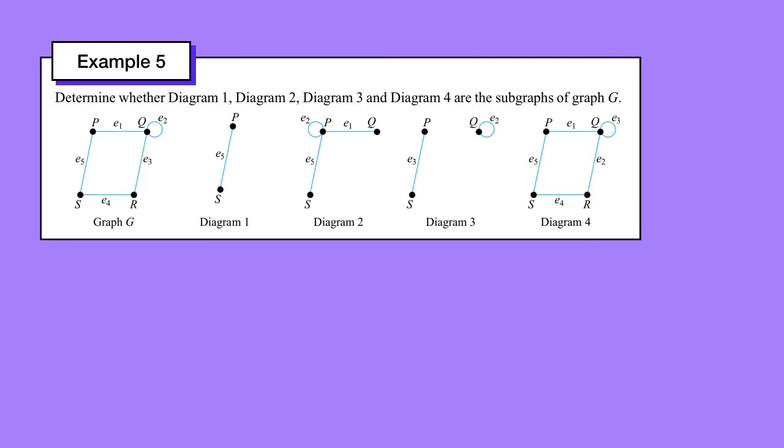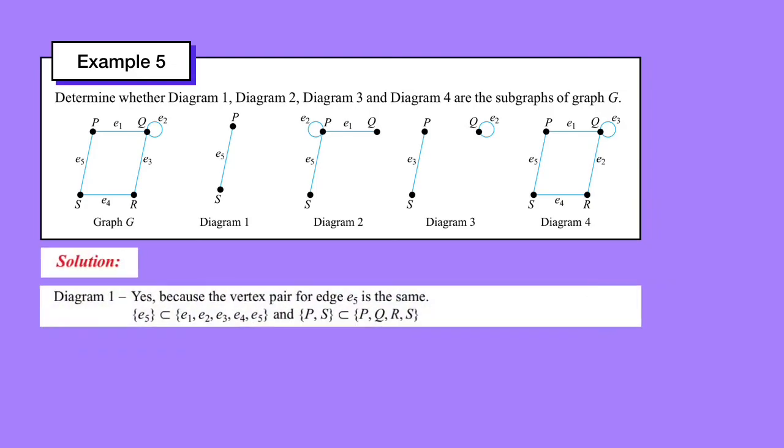Now, let's look at this example. Determine whether diagram 1, diagram 2, diagram 3, and diagram 4 are subgraphs of graph G. Look at the images closely. So, is diagram 1 a subgraph of graph G? Yes, because the vertex pair for edge E5 is the same.